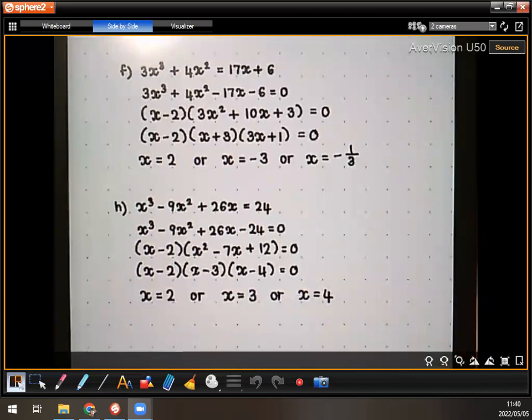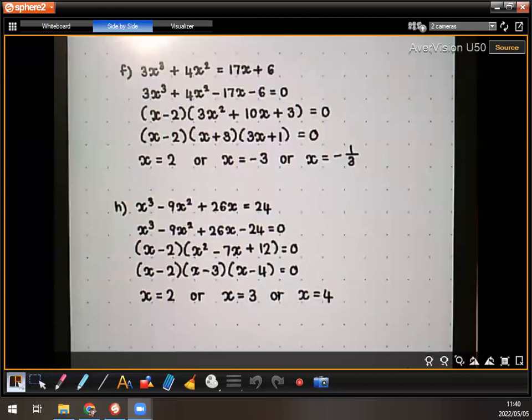So guys, I just want to reiterate, I have said it already, but I don't know if everyone heard. Your first solution doesn't have to be the same as mine. Okay, so for F, for example, you might have subbed in -3 before you subbed in 2 for some reason. So then your first bracket will be x plus 3. Then your trinomial will obviously be different. But then when you factorize your trinomial, you will get the other two brackets that I have. Okay, so it doesn't actually matter.